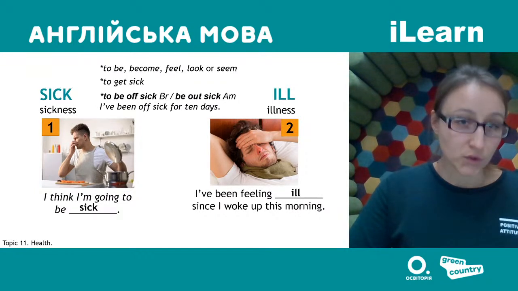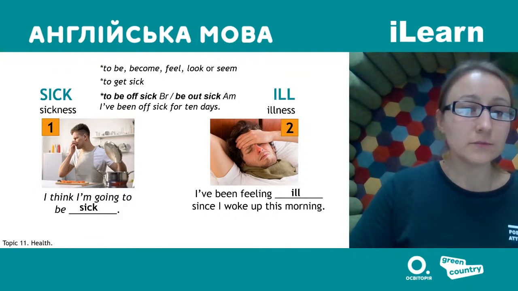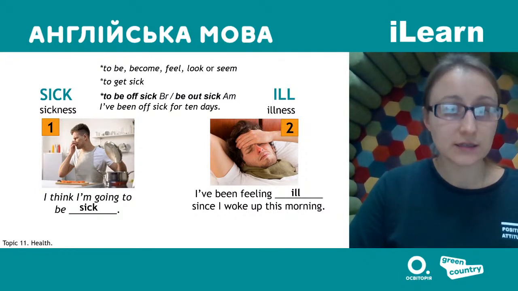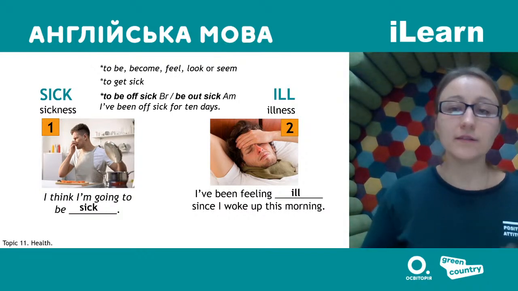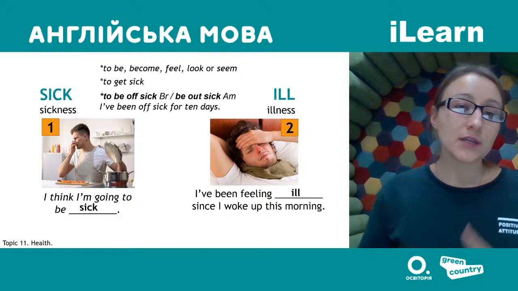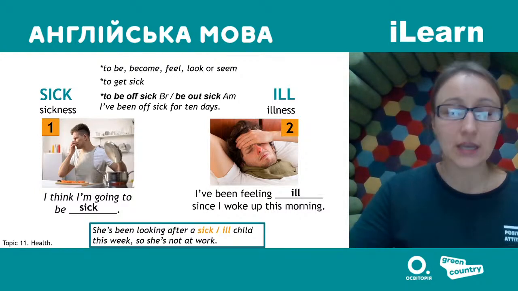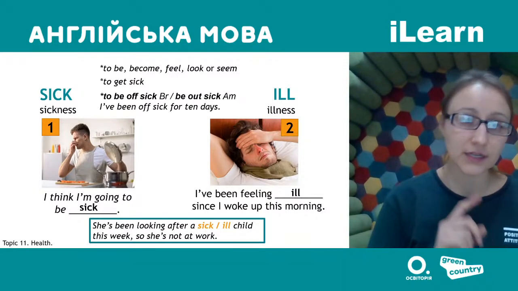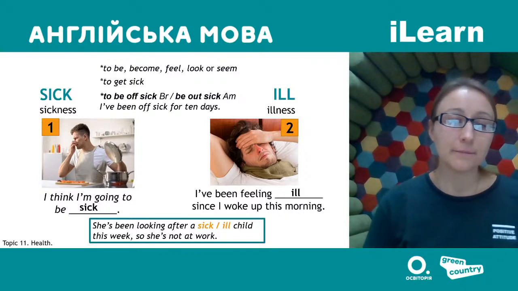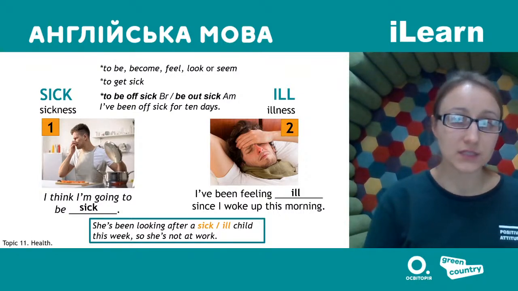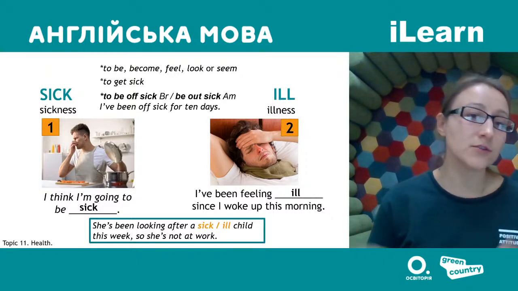Great. Also, a very good collocation here, like a phrase, to be off sick or to be out sick. It means to be absent somewhere, for example, at school, at university, or at work. It means to stay at home because you are sick or ill. Okay, but there is a great difference when we combine sick and ill with a noun. Да? Тобто sick, ill – це ж у нас прикметники. От коли ми їх поєднуємо з іменником, тоді вони мають велику різницю.